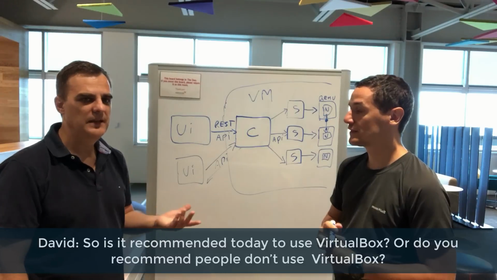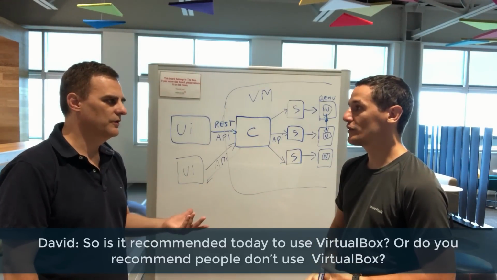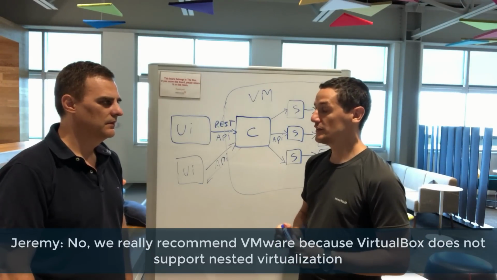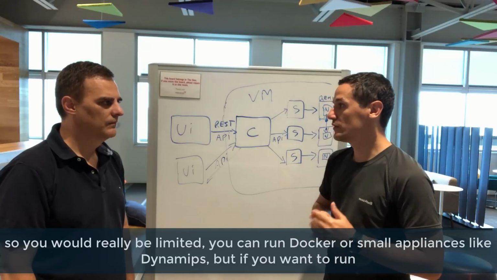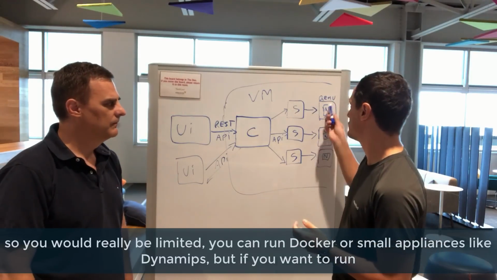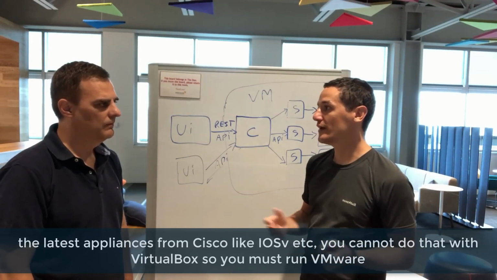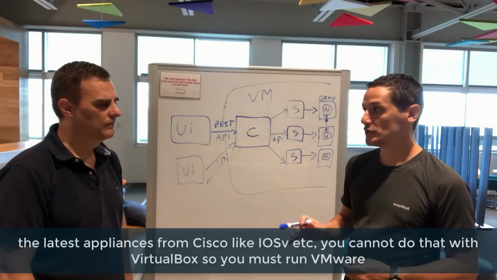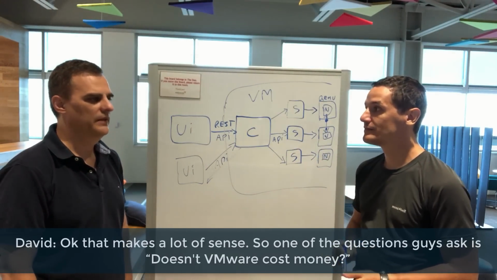So is it recommended today to use VirtualBox, or would you recommend people don't use VirtualBox? We really recommend VMware because VirtualBox does not support nested virtualization, so you will be very limited. You can run Docker or small appliances like Dynamips. Yeah. But if you want to run the latest appliances from Cisco like IOSv, you cannot do that with VirtualBox. So you must run VMware. Okay, that makes a lot of sense.